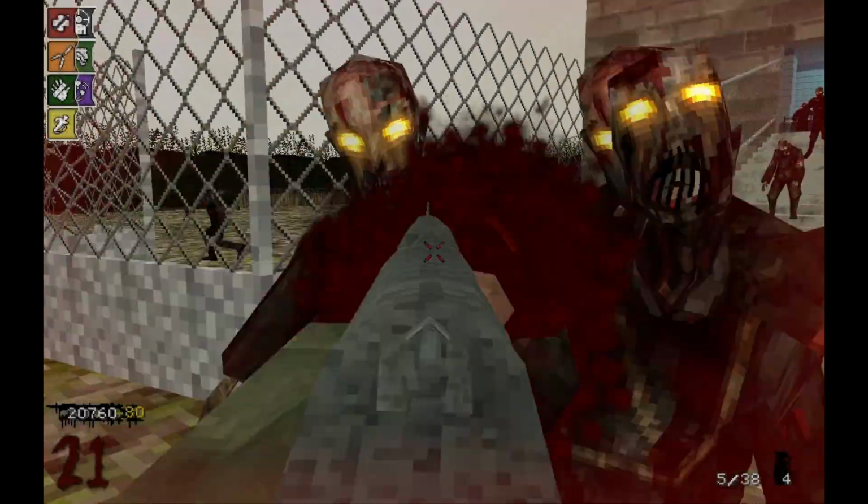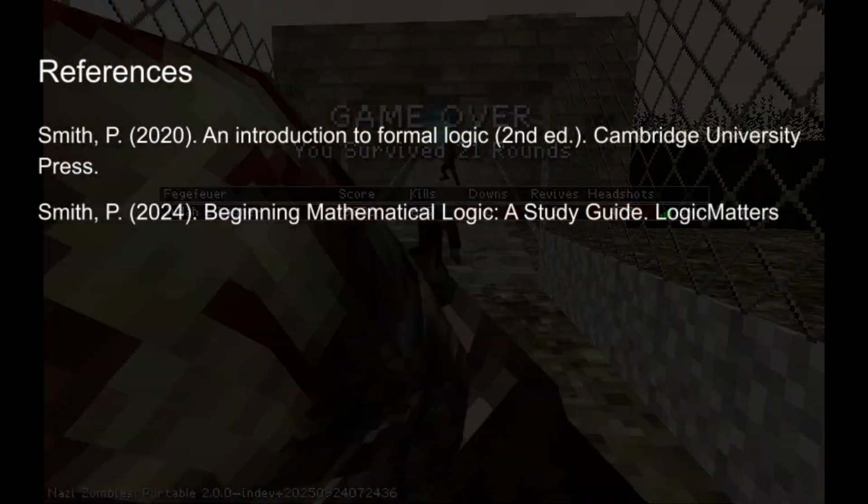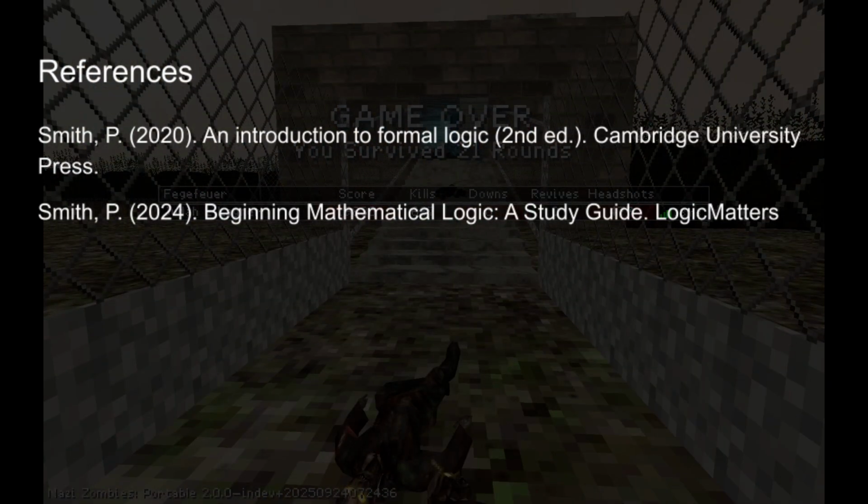You can do a lot else with modal logic, but since this is just introductory, I'm probably going to leave it there. And these are the references, and I think that's about all I have for today.